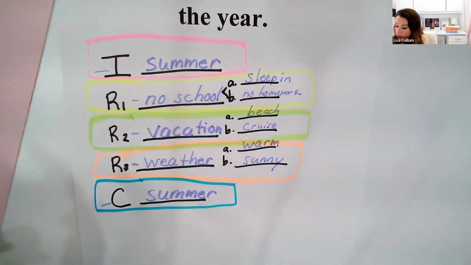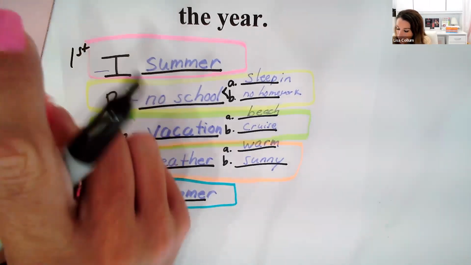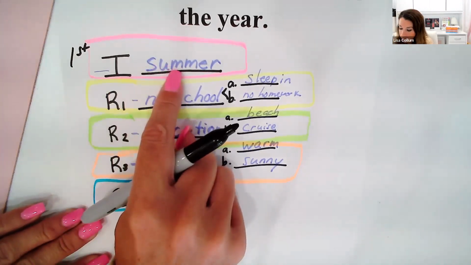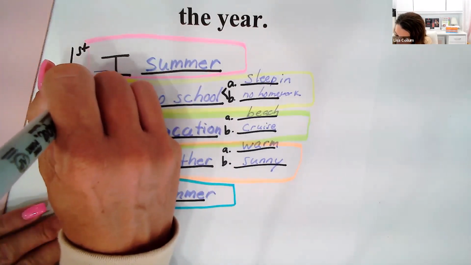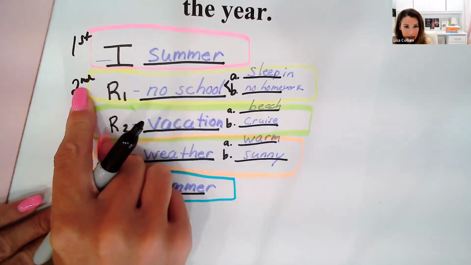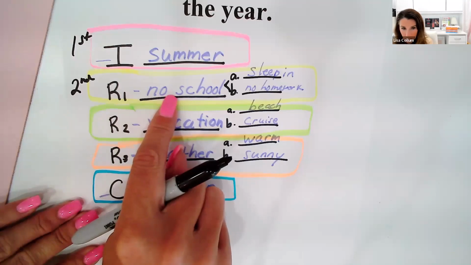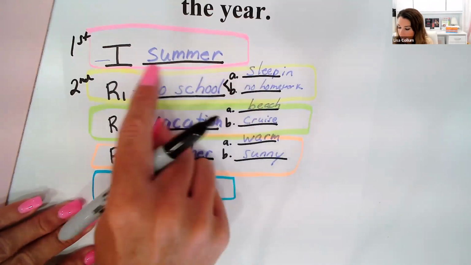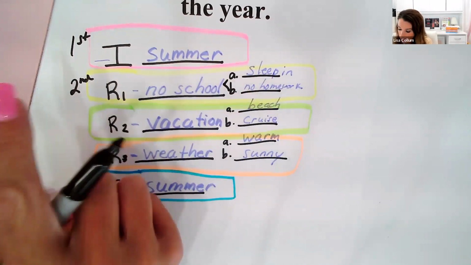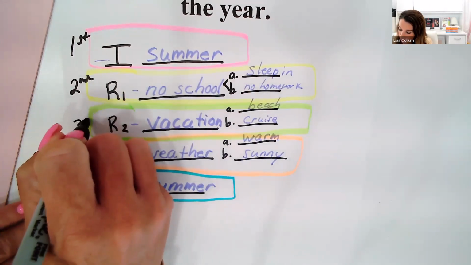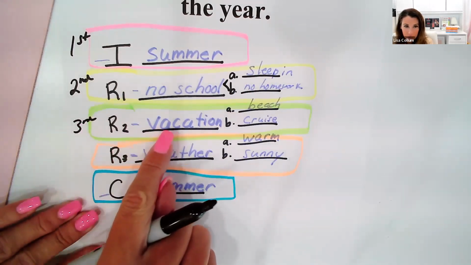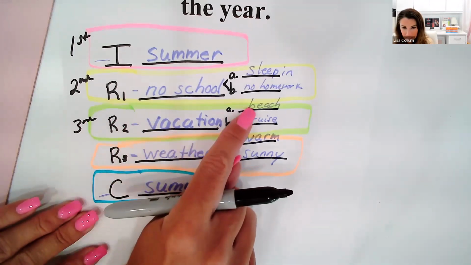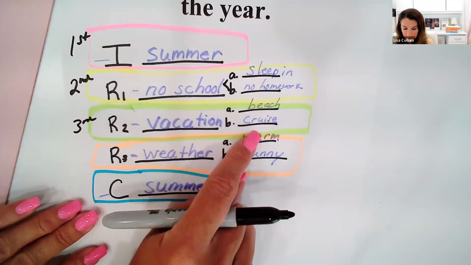You know that your first paragraph, you're going to introduce that your favorite time of the year is summer. Your second paragraph, you're going to write about you like summer because there's no school. And then you're going to talk about sleeping in and having no homework. Everything in the yellow is your second paragraph. In your third paragraph, you're going to write about how you like summer because you can go on vacation. Then you're going to talk about a beach vacation and a cruise vacation.